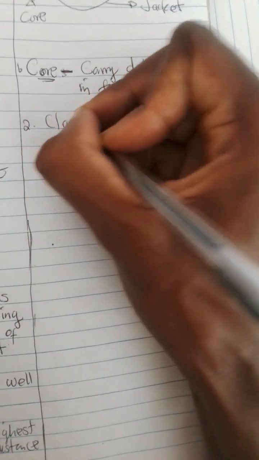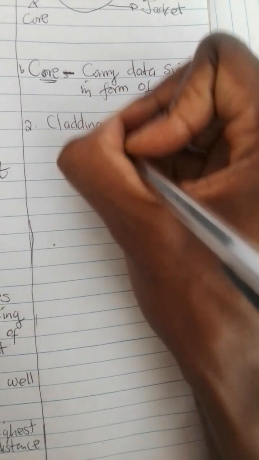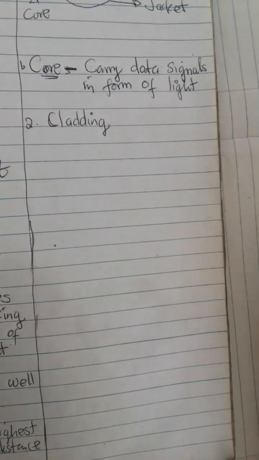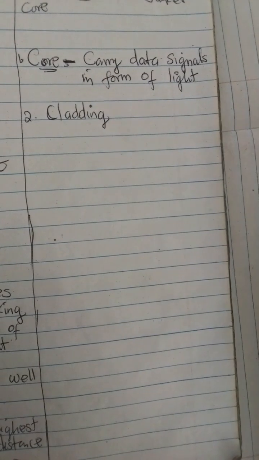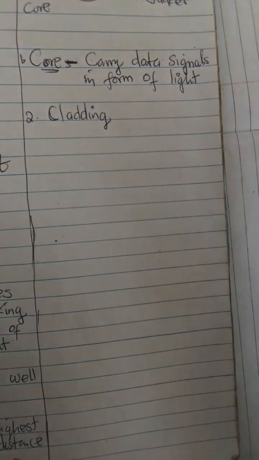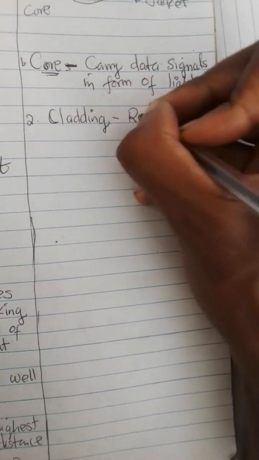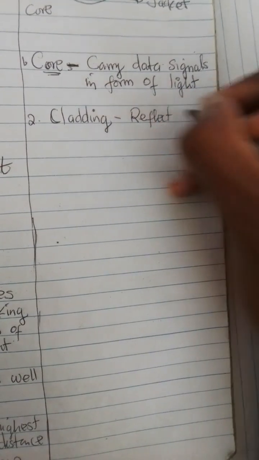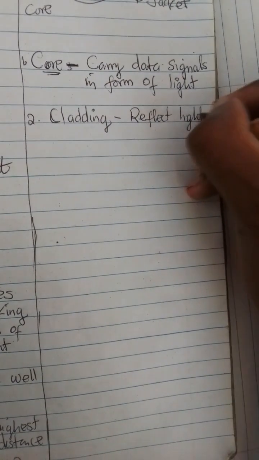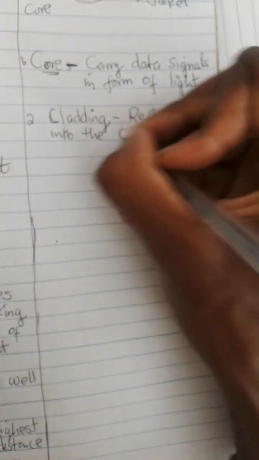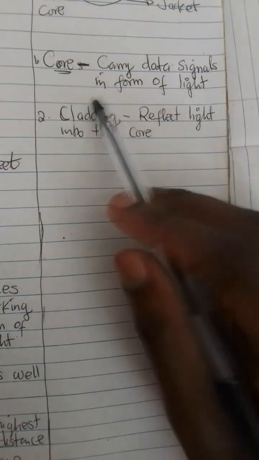Then we come to the cladding. What is the cladding going to do in this type of cable? The cladding is just going to reflect light into the core. Its job is to reflect light into the core, because if light escapes the core, that means you have lost information.